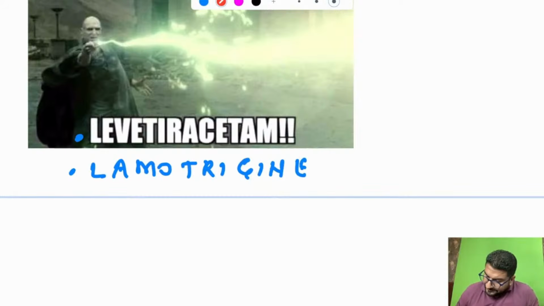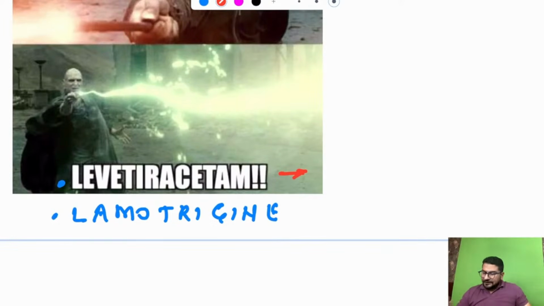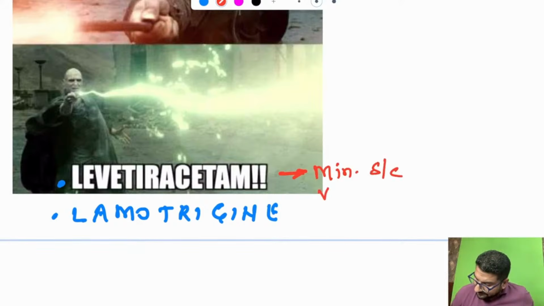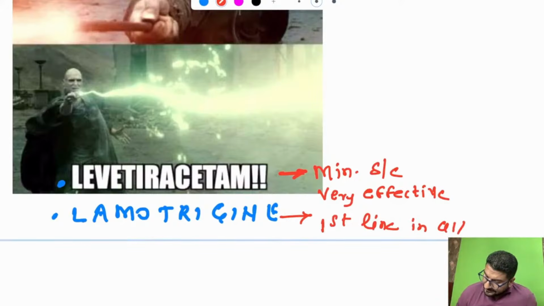So levetiracetam is a new drug in epilepsy, and this drug has minimal side effects. You can notice the patient has almost no side effects, and it is a very effective drug. Now coming to lamotrigine, understand this is also a very effective drug, and this is considered first line in all types of epilepsy.